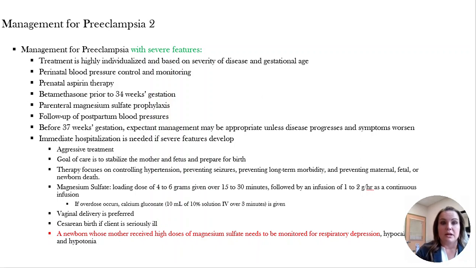If a woman is seriously ill, an unscheduled cesarean birth will be done if we just don't have time to wait.